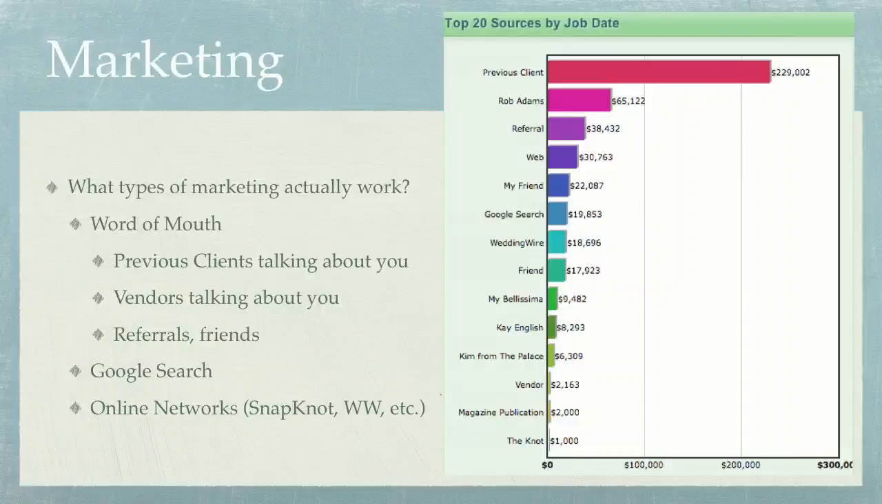On top of that, we also have Google searches here. So Google search, your SEO, is definitely very important. I do get income from that, as well as online networks like Snapwire, WeddingWire, that kind of thing. Those are all on there. So the idea is that you can get word of mouth, SEO, online networks, all of that works for your business. All of it is optimized through the same day edit.